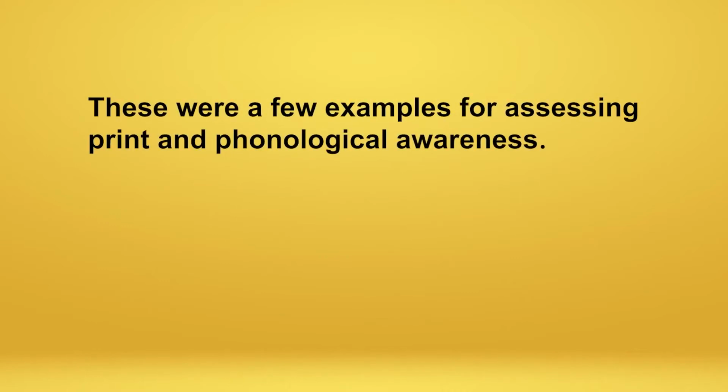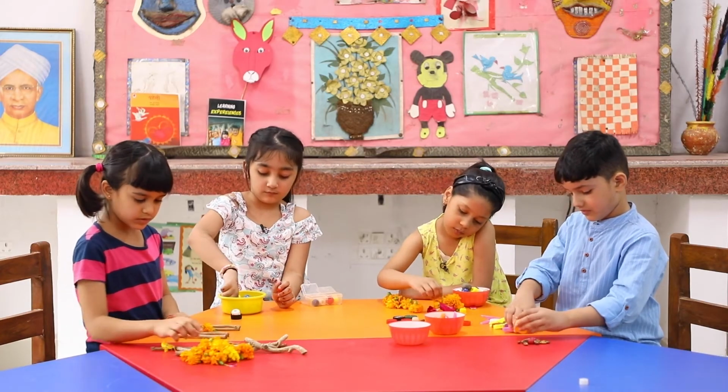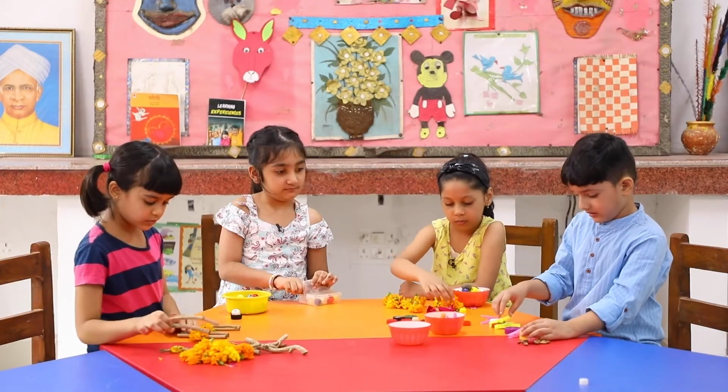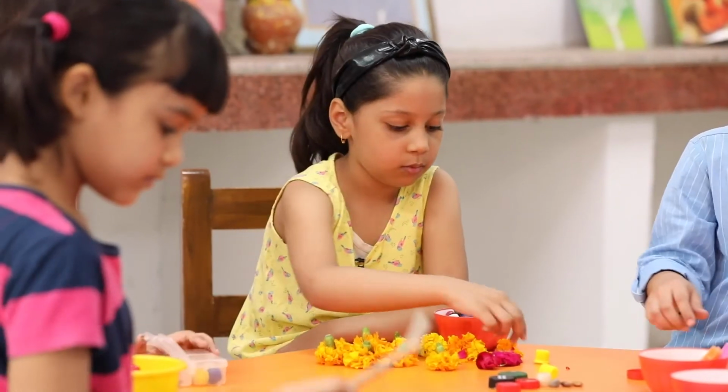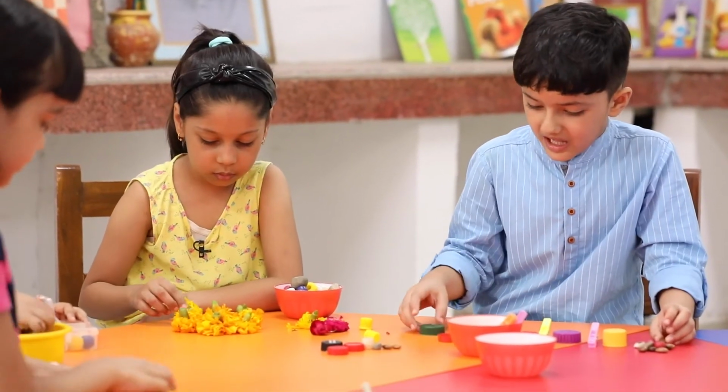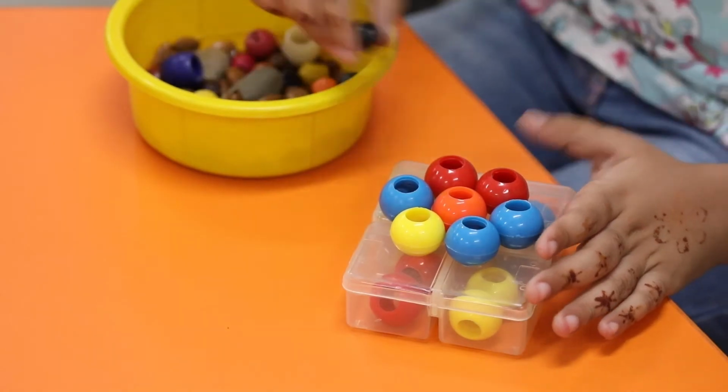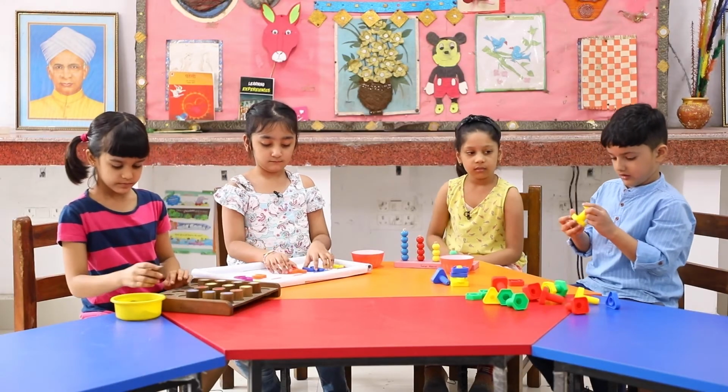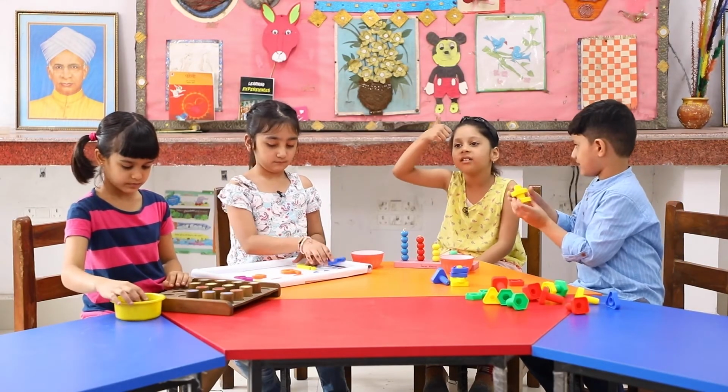These were a few examples for assessing print and phonological awareness under foundational literacy. Let's now do some activities exclusively for assessing foundational numeracy. Provide children with lots of materials like twigs, leaves, flowers, buttons, bottle caps, clothespins, seeds, beads, and so many other things that you can find in your immediate environment. And observe how children use the materials.